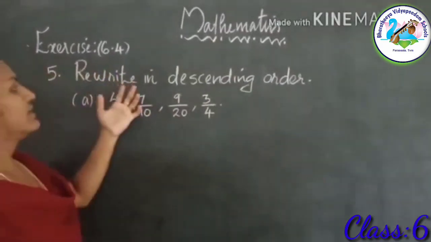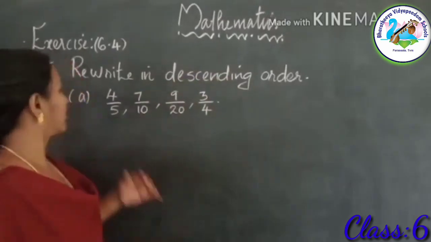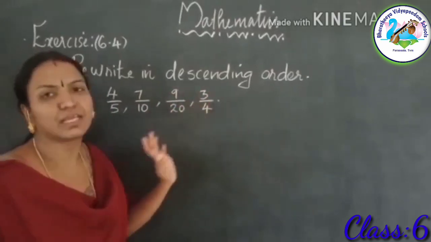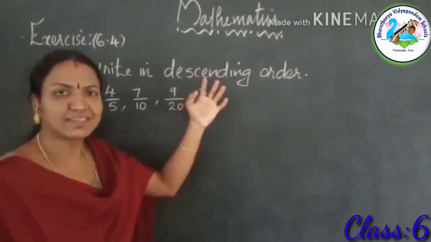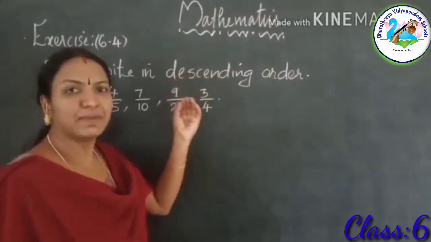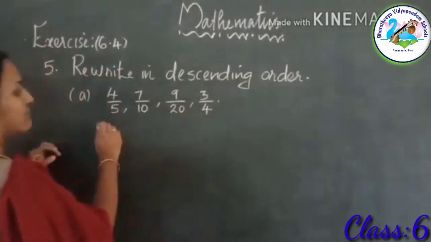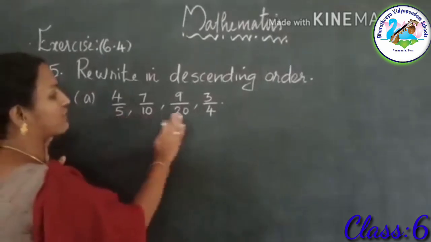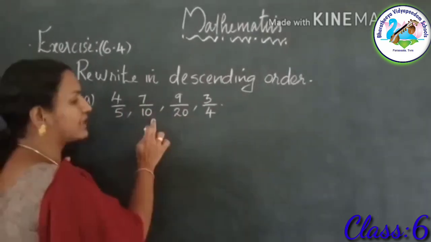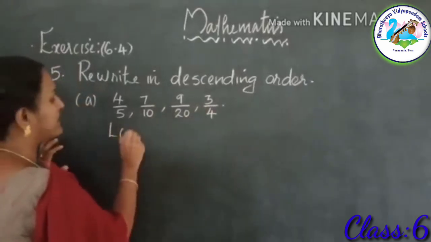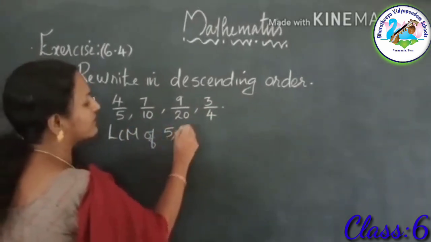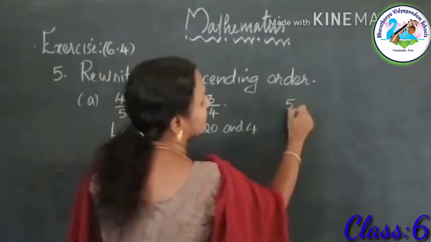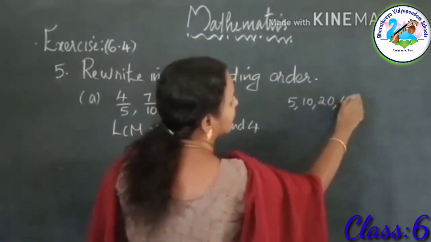Next, question number 5. Rearrange in descending order. Option A: 4 by 5, 7 by 10, 9 by 20, 3 by 4. Descending order means arrange from big to small. First converting the given fractions into like fractions. First we have to find the LCM of 5, 10, 20 and 4.